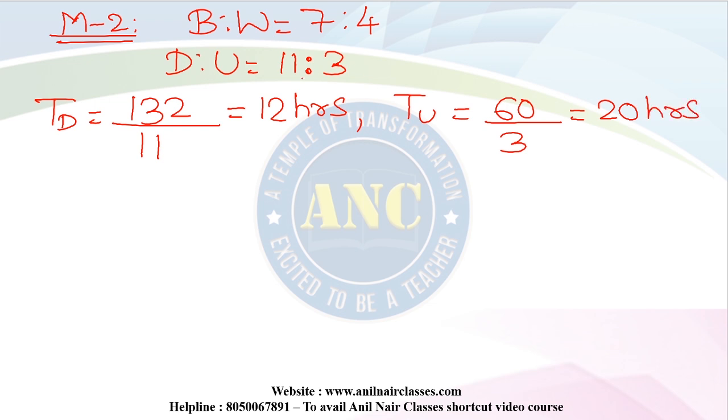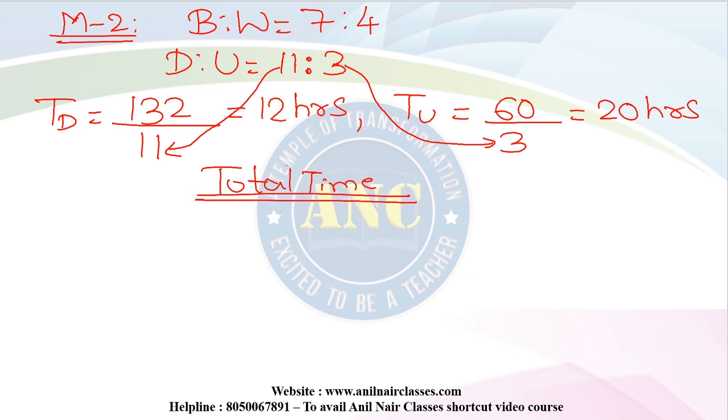So according to ratio, you have substituted 11 and 3. According to ratio, the total time taken is 12 hours and 20 hours, which is nothing but 32 hours. But the question says it is not 32 hours, it is 8 hours. So 32 divided by 4 is 8.